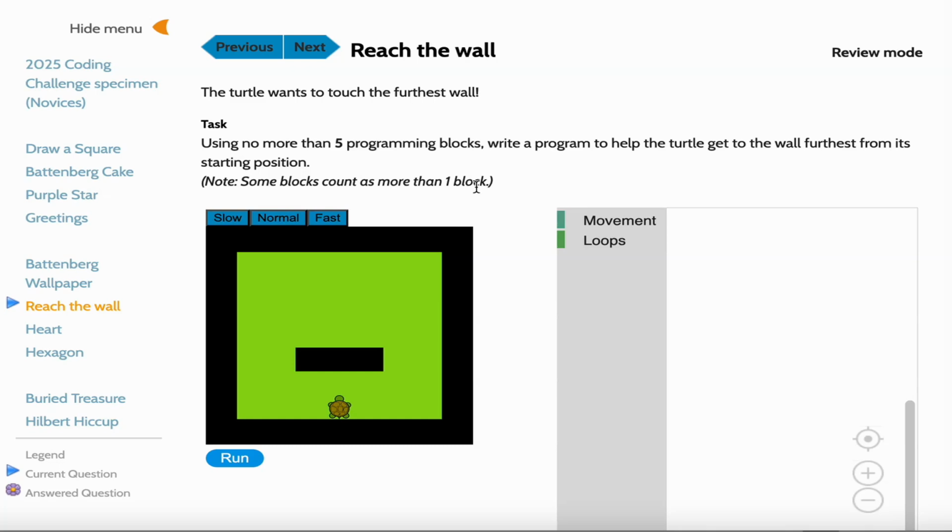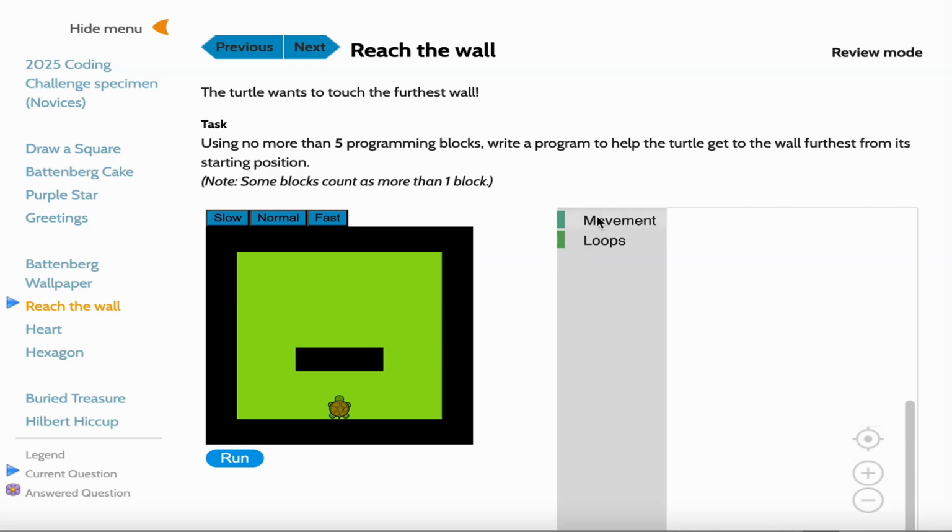So of course it's really important to take the note into consideration, as the restriction here is that we are not allowed to use more than 5 programming blocks. As you can see here, there are also slow, normal and fast options when testing the code and the movement of the turtle to help us test in different speeds. Now let's have a look at the blocks provided to us.